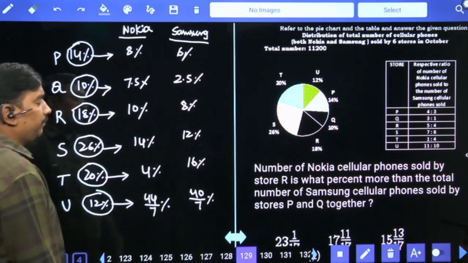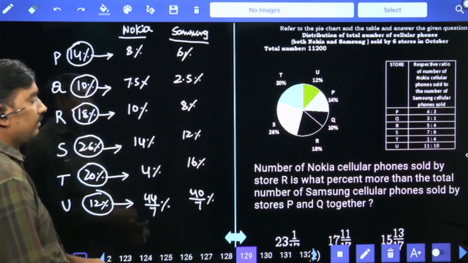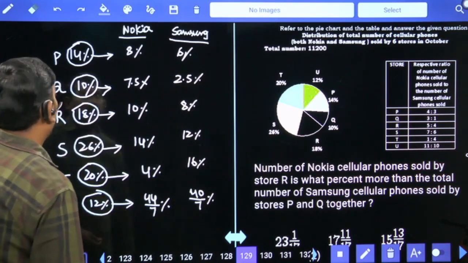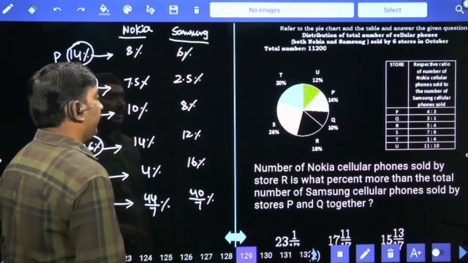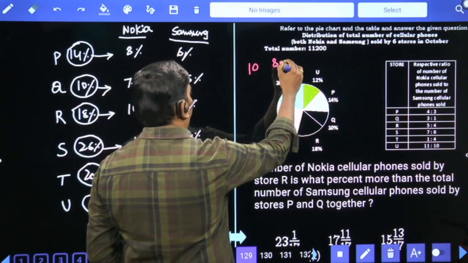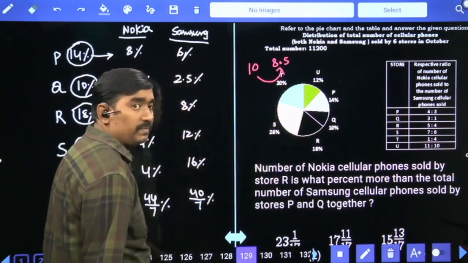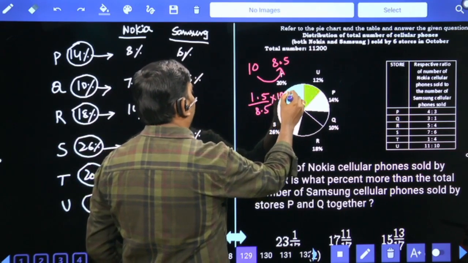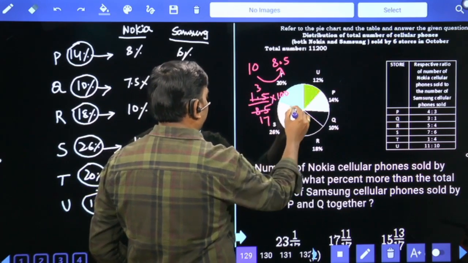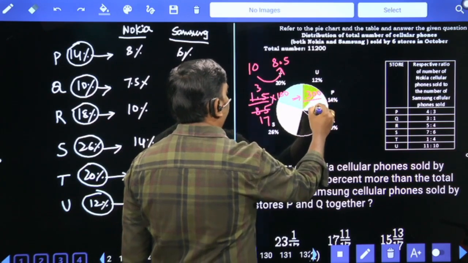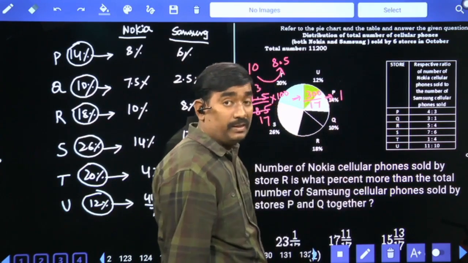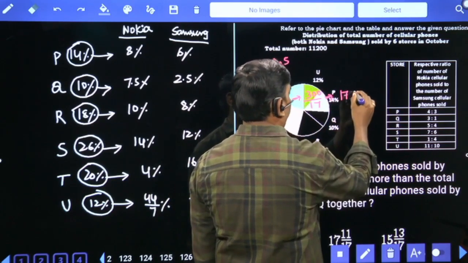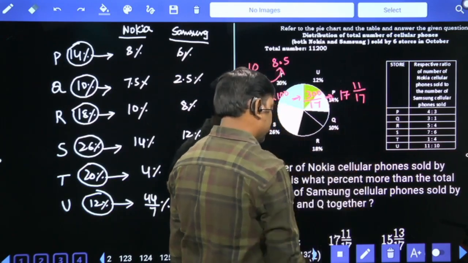Number of Nokia cellular phones sold by store R 10% is what percent more than the total number of Samsung cellular phones sold by stores P and Q together? 6 plus 2.5, 8.5. 10 and 8.5. Percentage more means difference by less value. 1.5 by 8.5 into 100. 300 by 17, which is 17 11 by 17%.